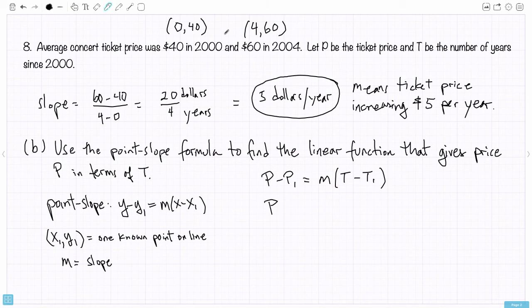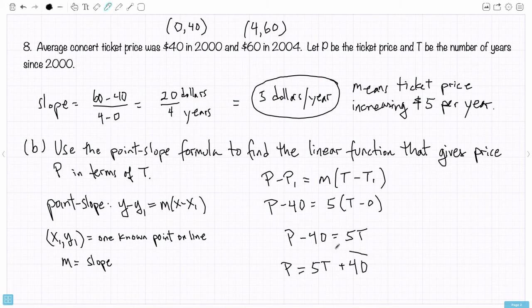It's always nice to use 0 if you can, because there will be one less term. So P minus 40, a slope of 5, T minus 0. That means P minus 40 is just 5 times T, and therefore P is 5T plus 40. And we can put a box around that. Just note that we could also say that P is a function of T and write it this way.